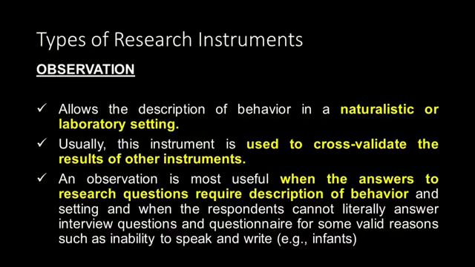Okay, so the next one is observation or observations. This allows the description of a particular behavior in a naturalistic or in a laboratory setting. This type of research instrument is primarily used to cross-validate the results of other instruments, which means that this is not the main form of gathering data, but a means to validate the results from other data gathering procedures or from other research instruments.